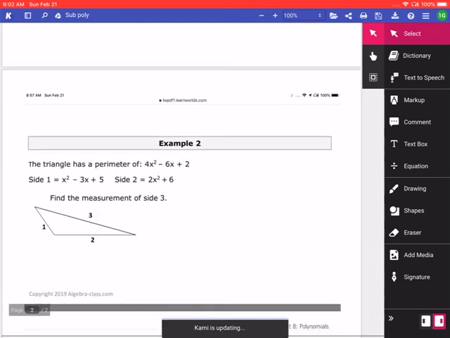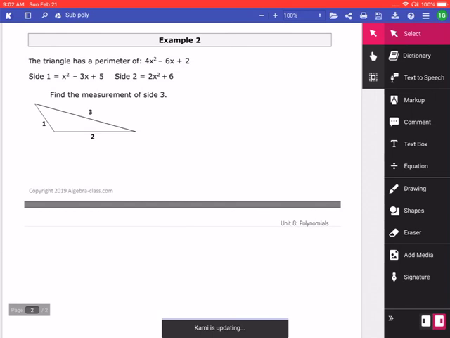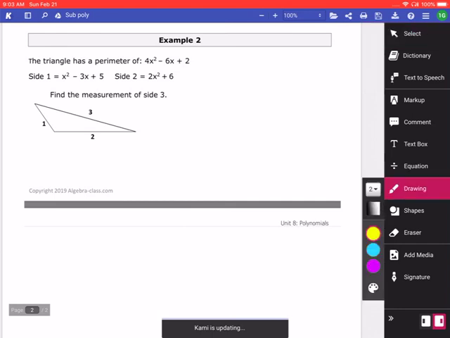Okay, now let's look at this problem. So the triangle has a perimeter of 4x squared minus 6x plus 2. Side 1 is x squared minus 3x plus 5. Side 2 is 2x squared plus 6. So to do this problem, the first thing that we would do is combine our two sides to get a total, okay? And we're going to keep those in the descending order, which these both are.